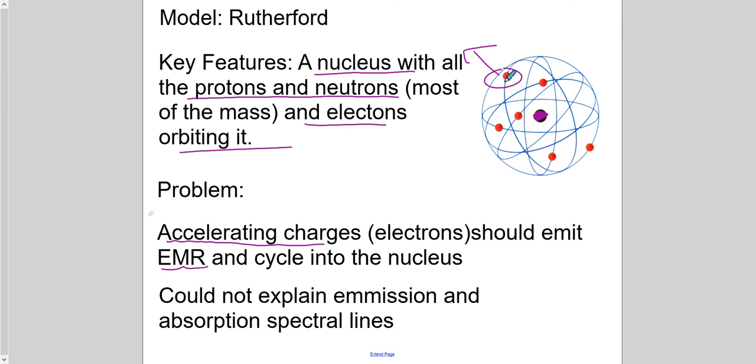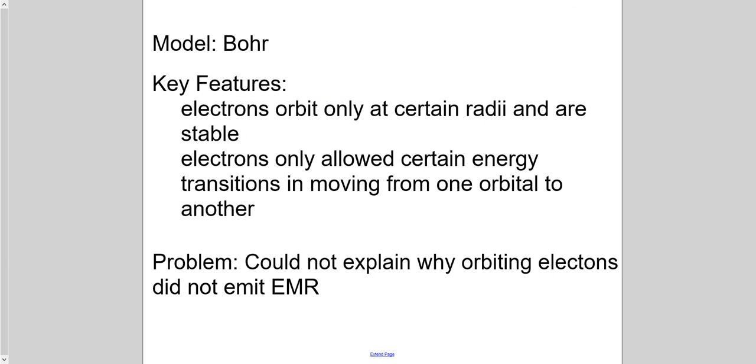And so it should be like a planet that is slowing down. It should eventually spiral towards the middle and be stuck in the nucleus. We know that doesn't happen. So that was a problem that Rutherford's model didn't rectify. And Rutherford's model didn't have any explanation for emission and absorption spectrum. In order to explain, well, one of those for sure, and kind of get an inkling of the solution to the other one, we have to consider the Bohr model.